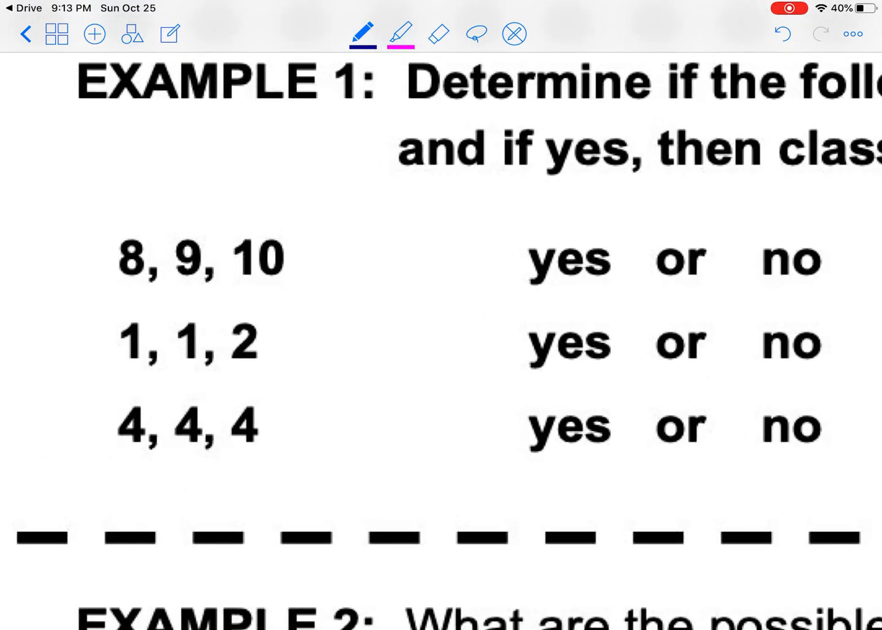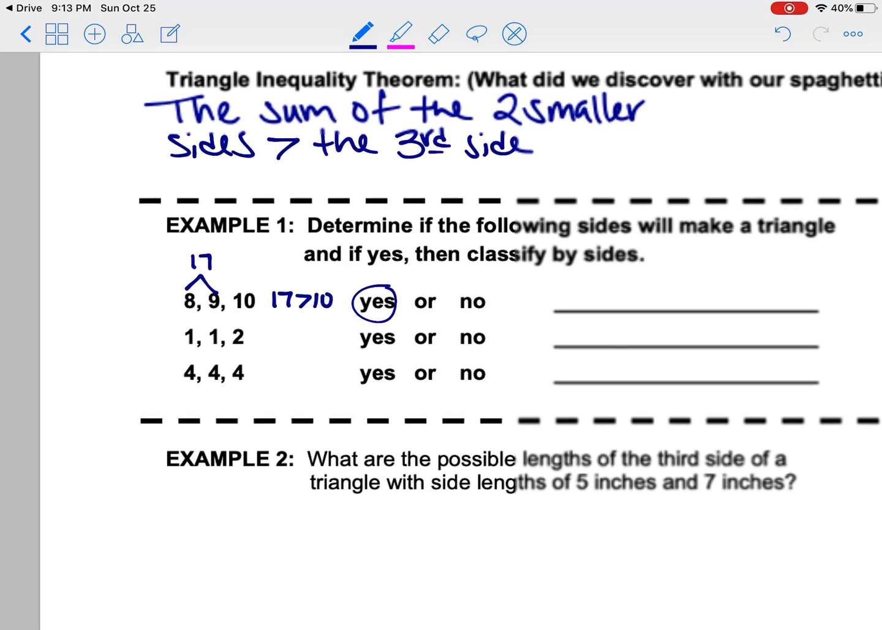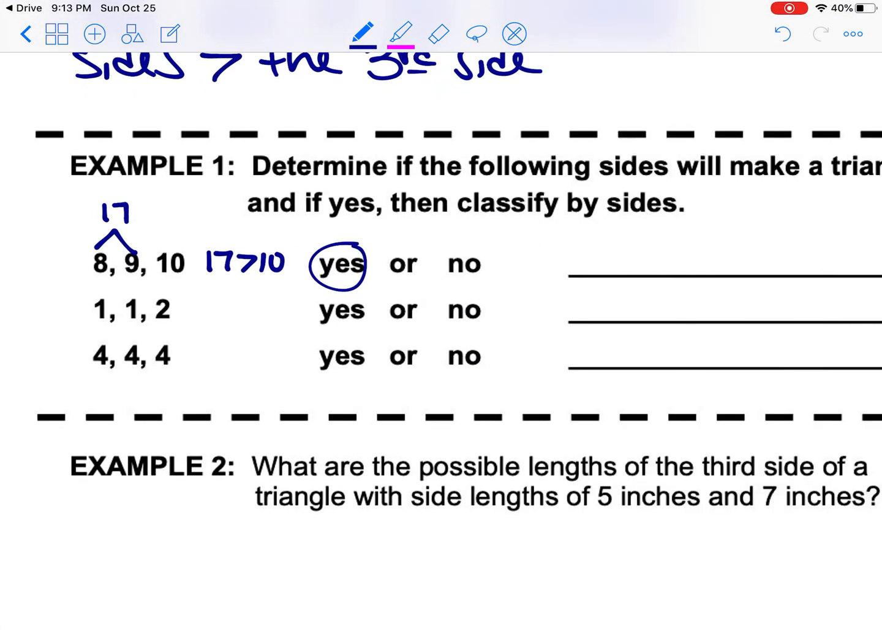Okay, so let's practice that. And so if we take our two smaller sides here and we add them together, that gives us 17. Well, we ask ourselves, is 17 greater than 10? Yes, that is, so it does form a triangle.